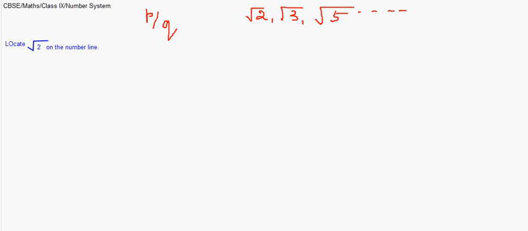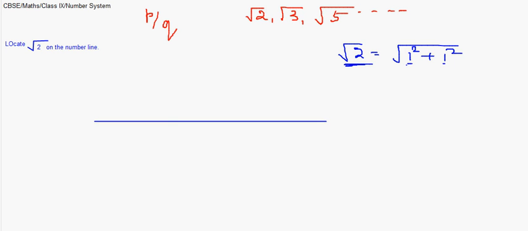Let us first make out how root 2 is arrived at. Root 2 might have been arrived at like 1 square plus 1 square. Now in a right triangle, if I make these two sides, one will be the perpendicular, the other the base, and this can then be made as the hypotenuse. So draw the number line first. I'll mark 0, and maybe this is 1, this is 2 and 3.